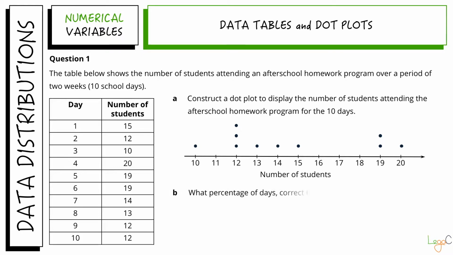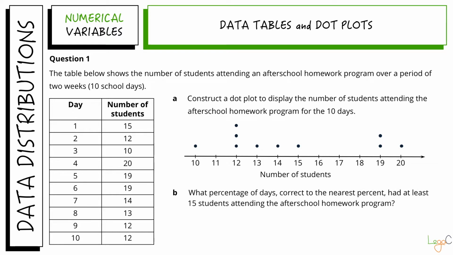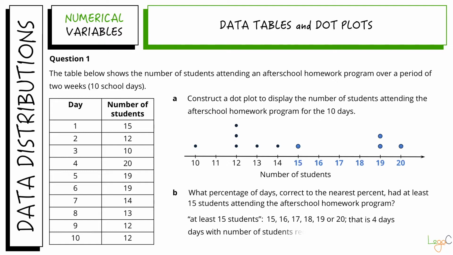Part B. What percentage of days, correct to the nearest percent, had at least 15 students attending the after-school homework program? At least 15 students, that means 15, 16, 17, 18, 19, or 20. There are 4 dots above all these numbers, which means there are 4 days. So we calculate the percentage using the number of days with number of students required divided by the total number of days. That is 4 over 10 times 100, which is 40%.